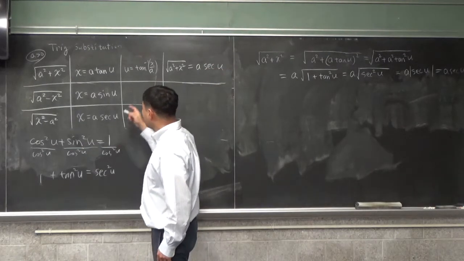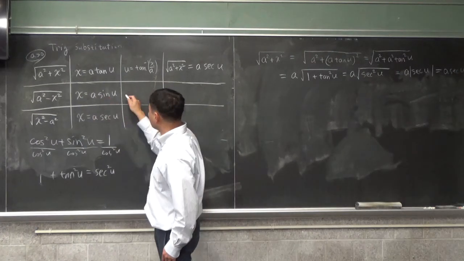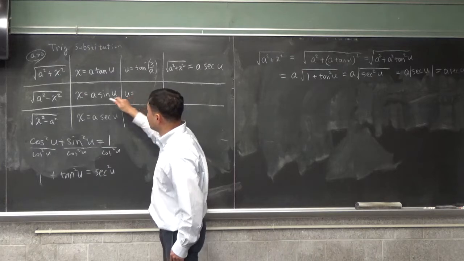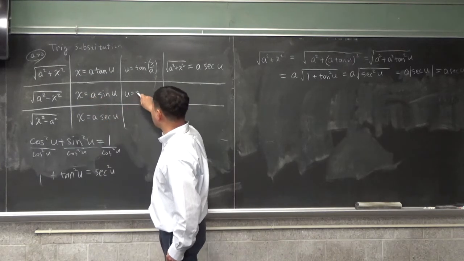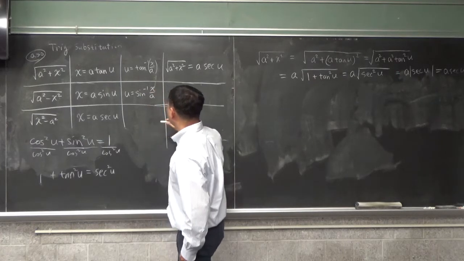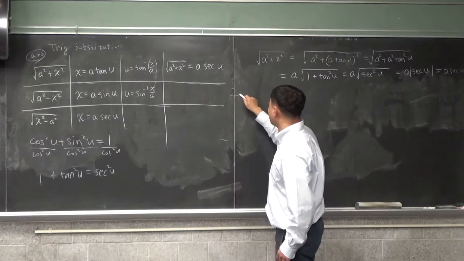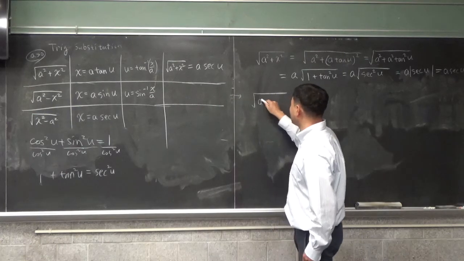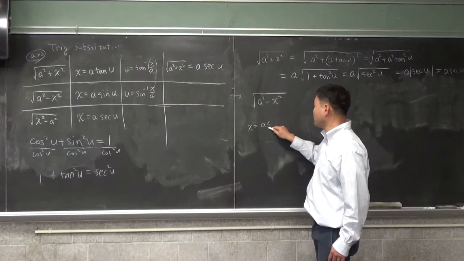And then let me try to do the other ones. What do you get if you solve this for u? So this gives you x divided by a, and then you apply the sine inverse. So it's sine inverse of x over a. And let's compute, for this one, square root of a squared minus x squared, where x is equal to a sine u.